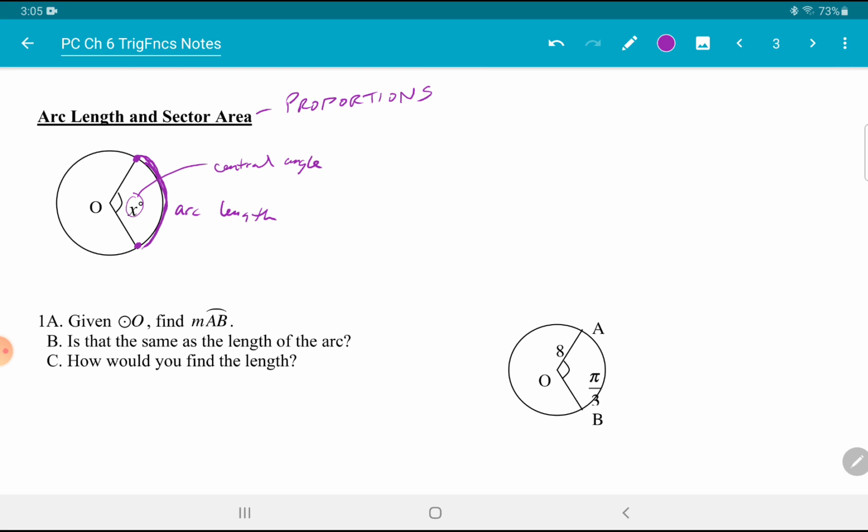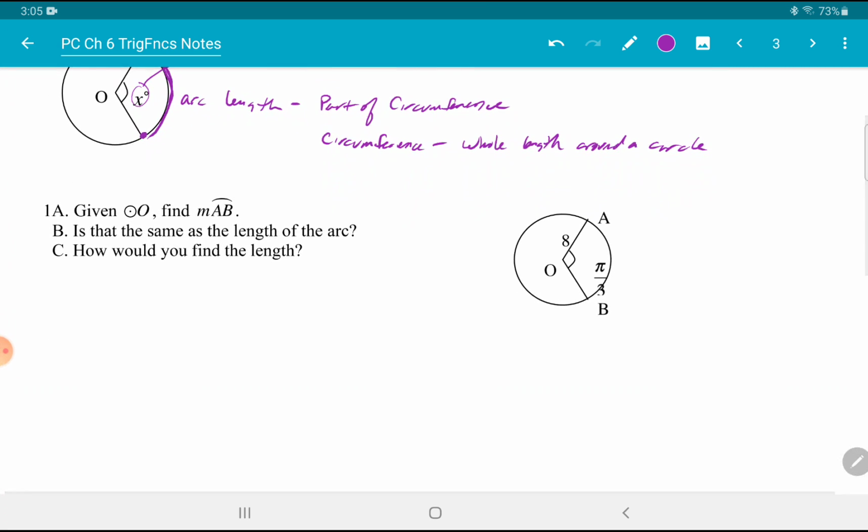Okay, so that's what we're going to be looking for. You'll notice that it's part of the circumference. If you think about what circumference is, the circumference is the whole length around a circle, and what we're trying to find is just a piece of that whole length around a circle.